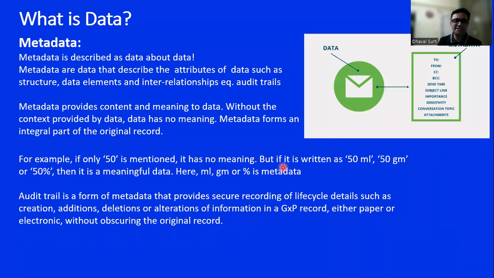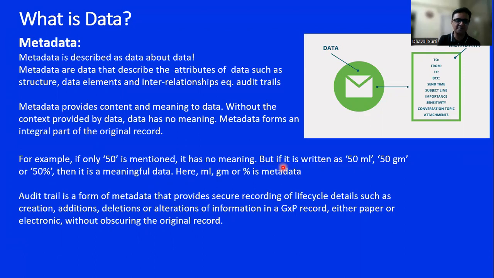Metadata is described as data about data. Metadata describe the attributes of the data such as structure, data elements and interrelationships such as audit trails. So metadata provides content and meaning to the data. Without the context provided by the metadata, data has no meaning. Metadata forms an integral part of the original record.